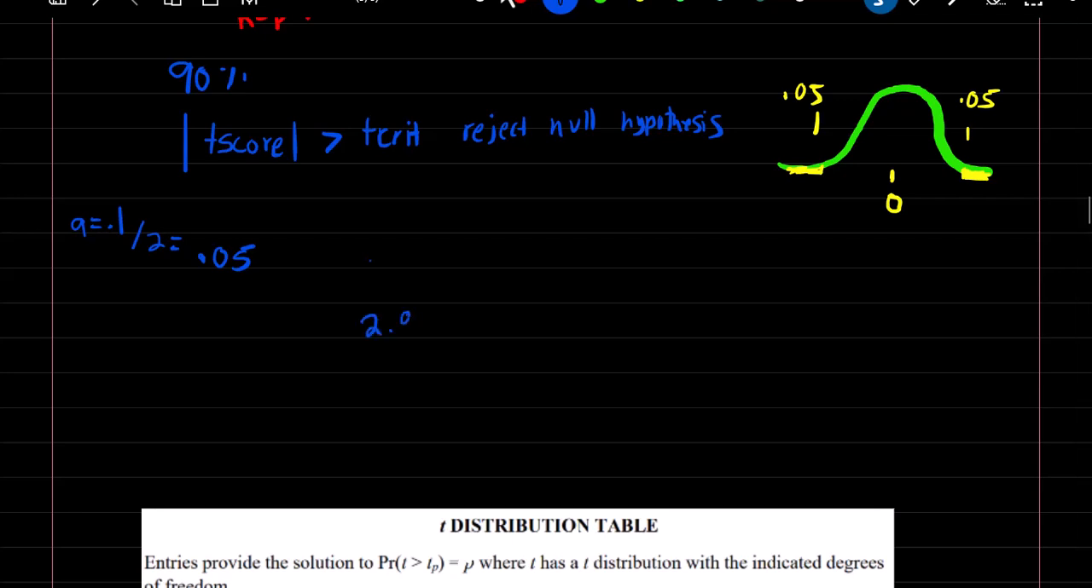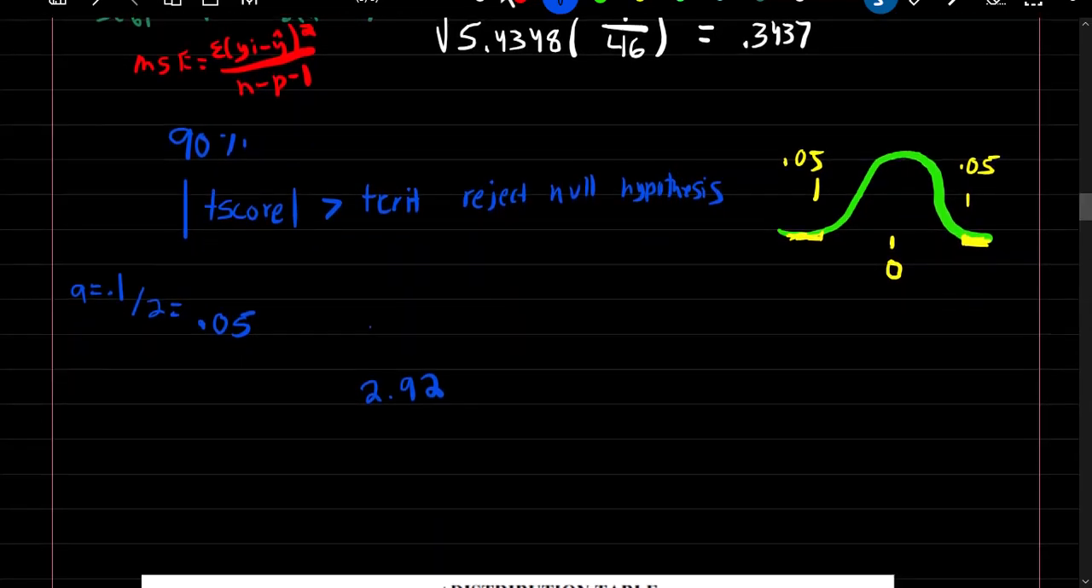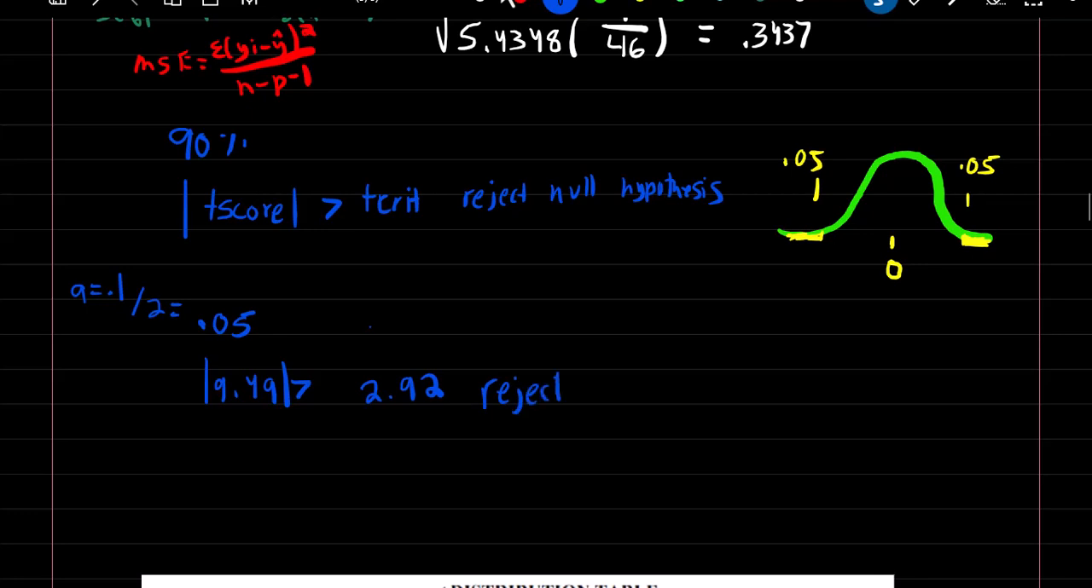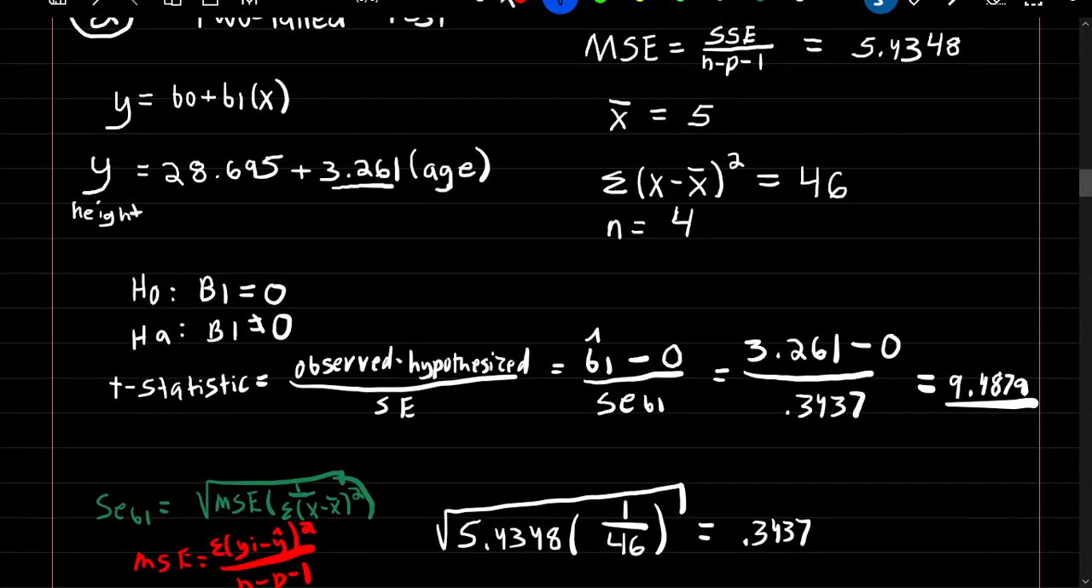So 2.92. So if the absolute value of our t-score, which we found to be 9.49, is greater than 2.92, we reject the null hypothesis. So what this means is our predictor x does have an effect on the dependent variable y, or that age is an important predictor in predicting a person's height.